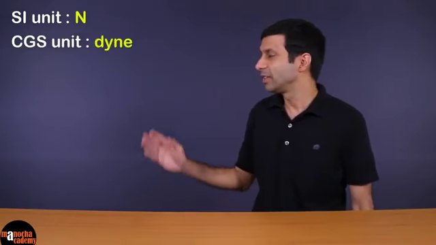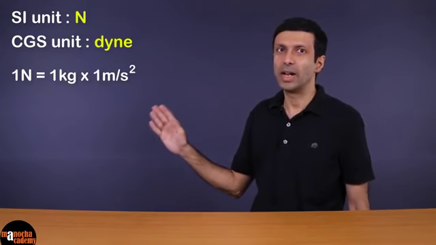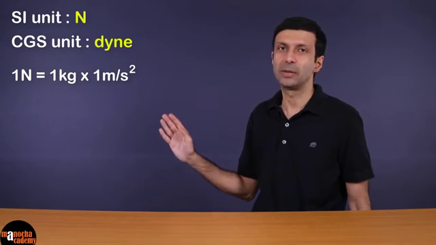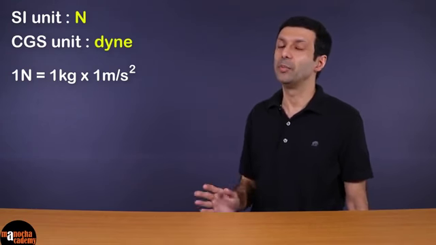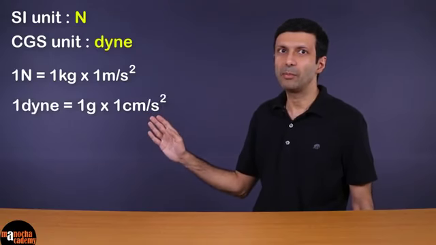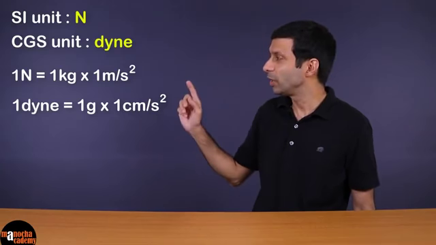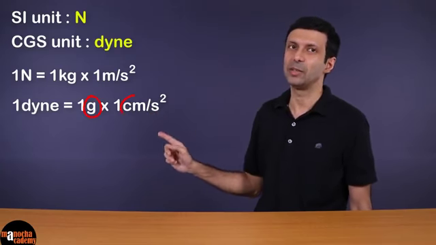As we discussed, the SI unit of force is Newton. And did you know that the CGS unit of force is dyne? As we saw, 1 Newton equals 1 kg into 1 meter per second square. And similarly in the CGS system, 1 dyne equals 1 gram into 1 centimeter per second square. So in CGS we use grams and centimeters.